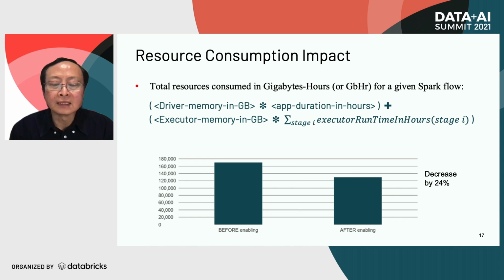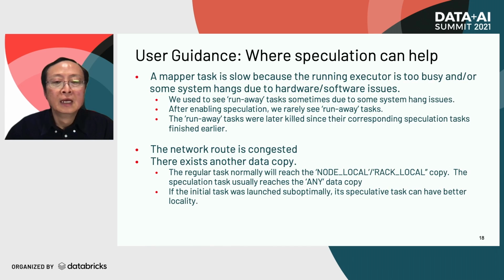We found out that after we enabled speculation, we were able to decrease the total resource consumption by 24%. Now, we want to discuss under what situation speculation can help.